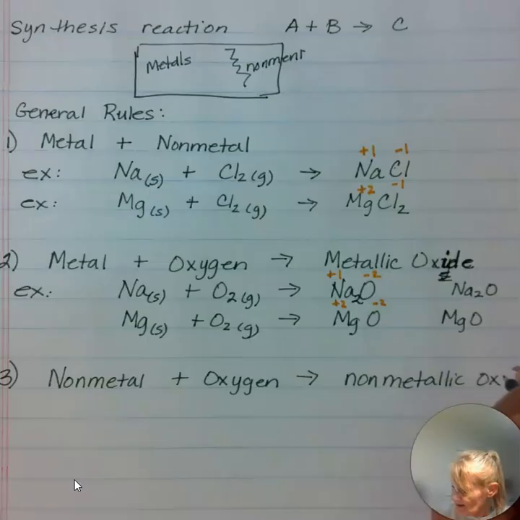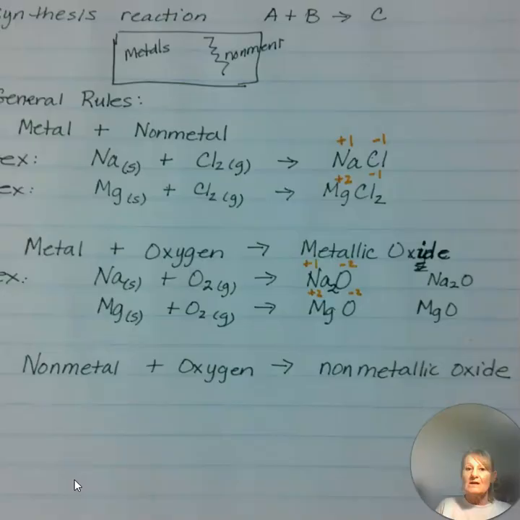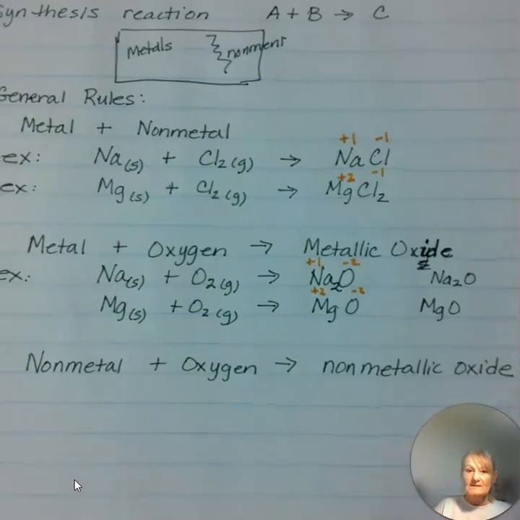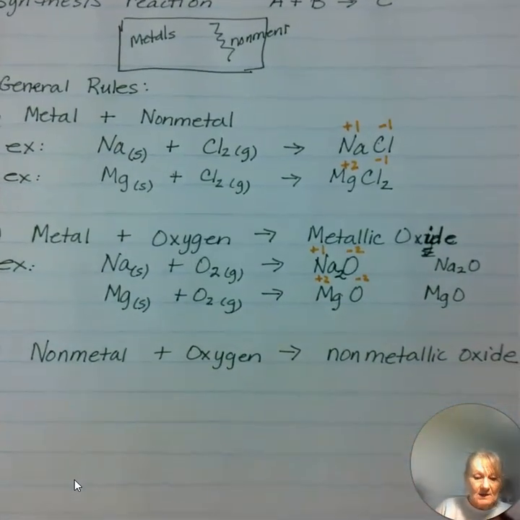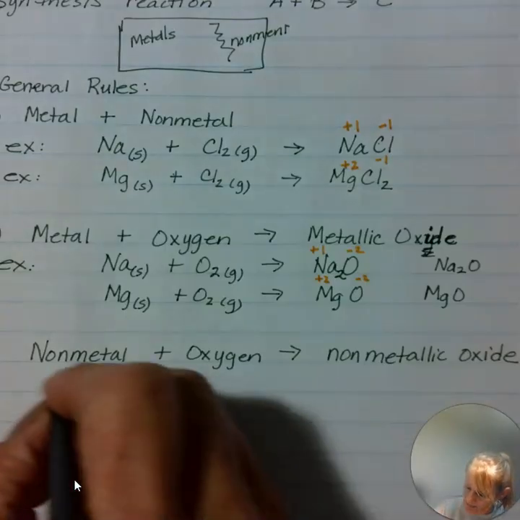But it's still an oxide, okay? And oxides simply are anything that just ends in oxygen, okay? That's what an oxide is. It just ends in oxygen. So let me give you an example here.